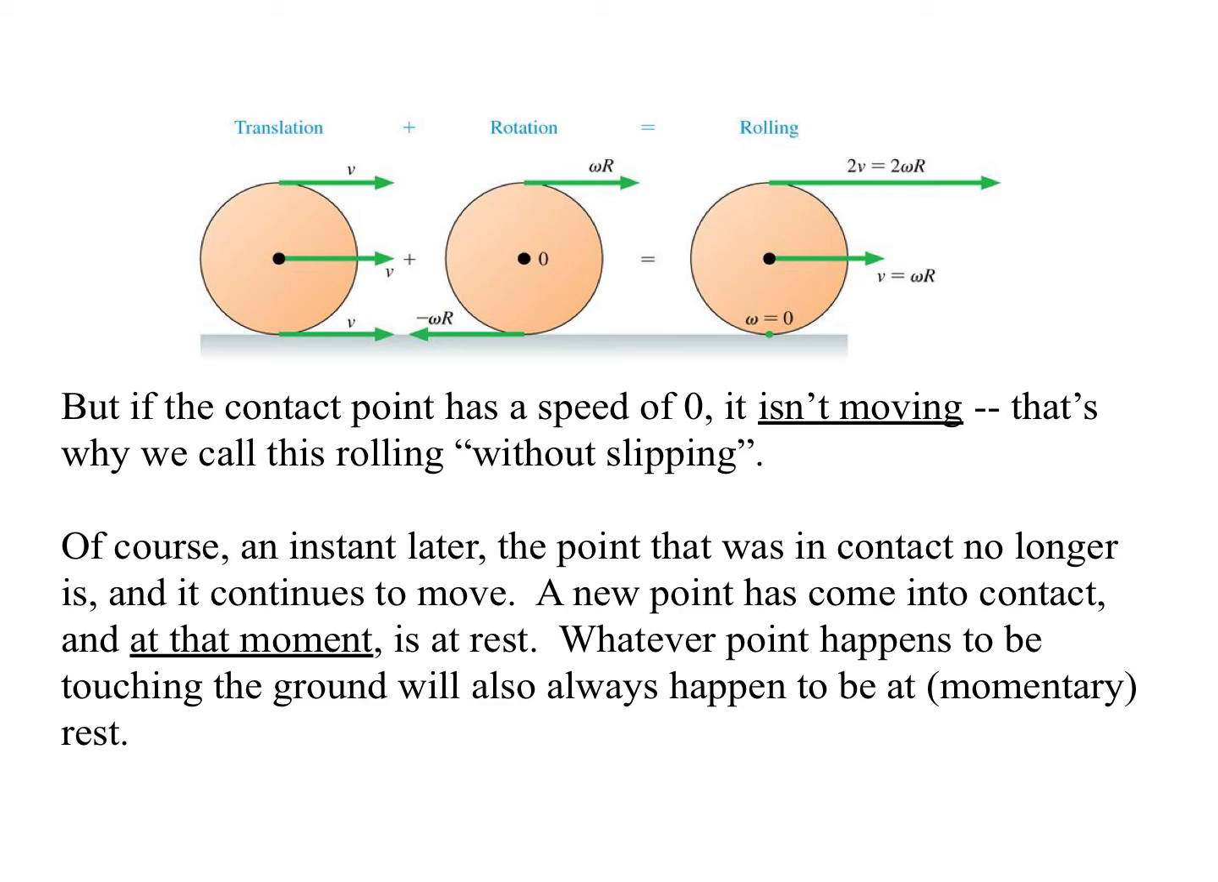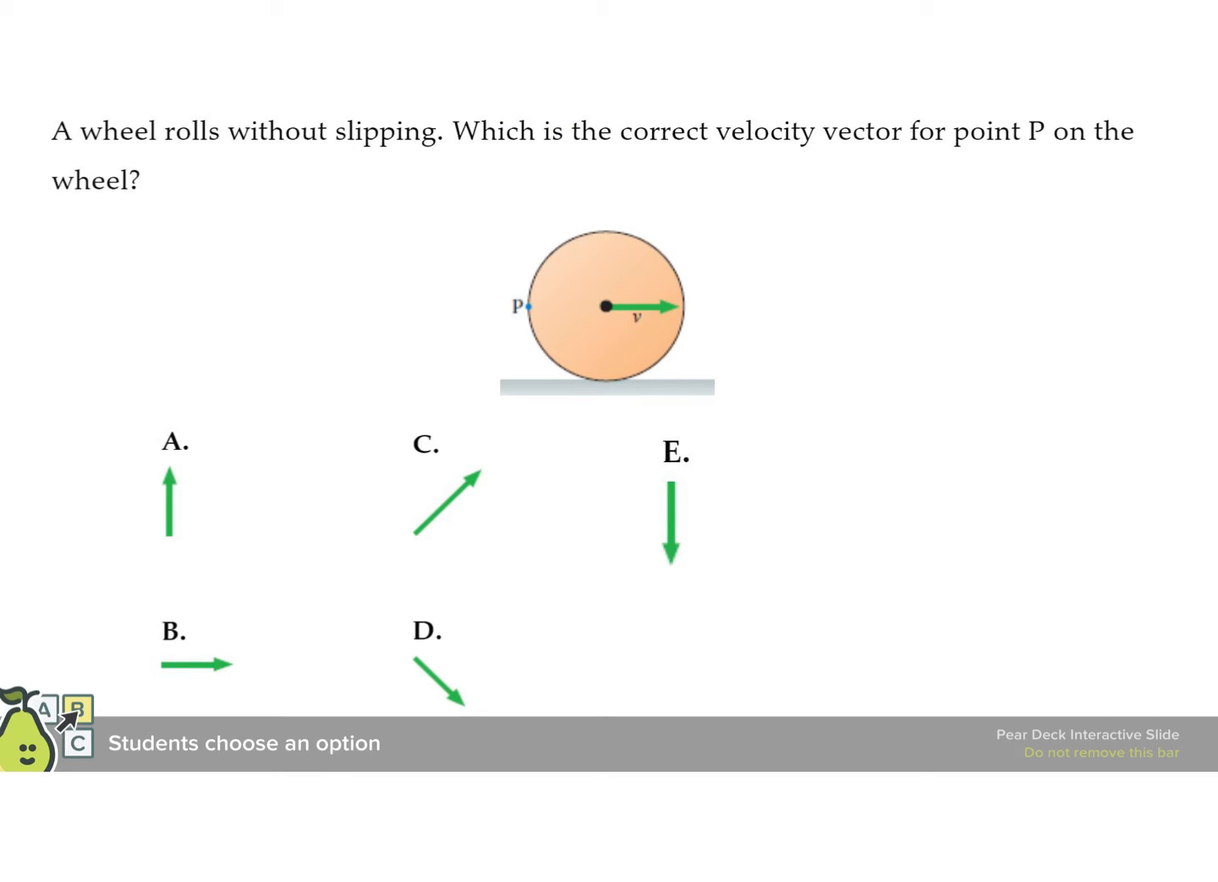Of course, an instant later, that point is no longer in contact, and it continues to move, but a new point has come into contact, and at that new moment, that new point is at rest. Whatever point happens to be touching the ground will also happen to be at momentary rest. It doesn't stay at rest, there's an acceleration going on, but it has happened to come to rest. Same way that when you throw something in the air, it can come to rest for a moment and then move on. Okay, so a wheel rolls without slipping, which is the correct velocity vector for point P on the wheel. Point P is this point here.